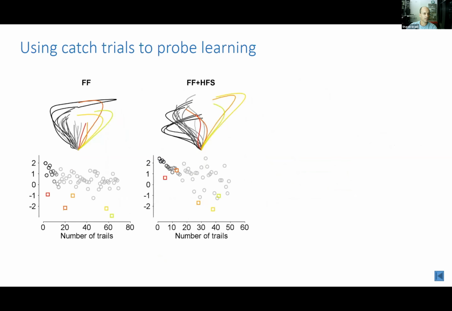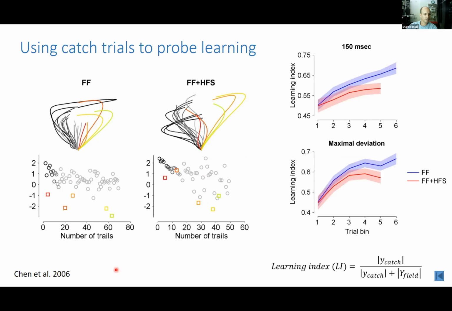We also quantify the effect of HFS on adaptation by analyzing the motor performance during catch trials. For this purpose, catch trials were integrated within the adaptation sequence, both with and without HFS, as you can see here. This example illustrates the pattern in which movement deviations during catch trials consistently get more negative as deviations during force field trials become smaller.